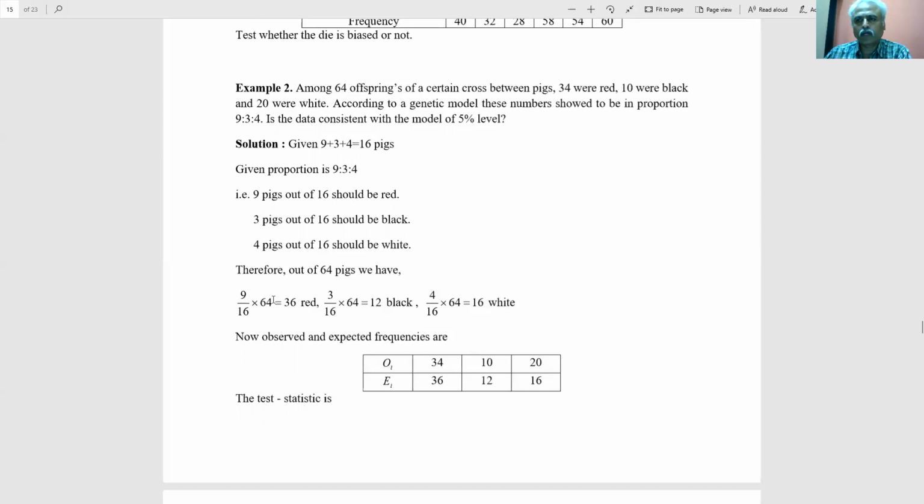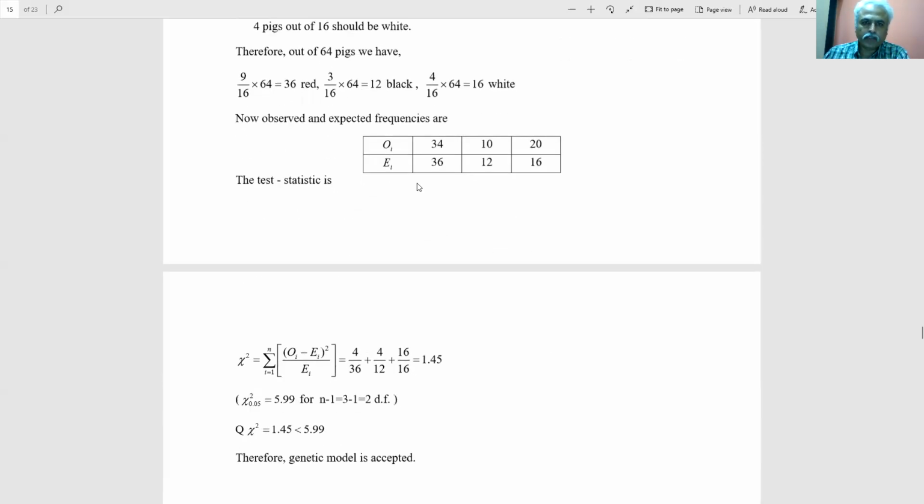Instead of out of 100, you can calculate out of 1000. Simply you have to multiply out of 1000. So here we want out of 64. Out of 64, we found observed frequency, theoretical frequency. Now how to find the test statistic, chi-square?